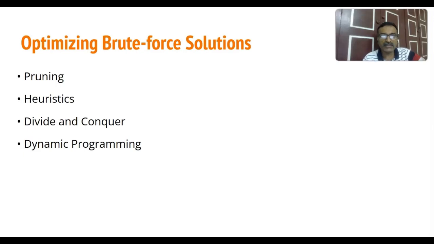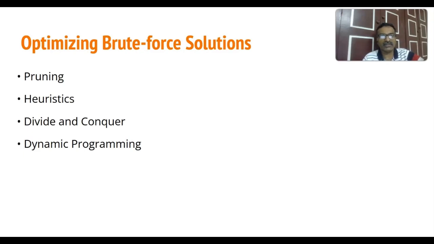How to optimize the brute force solutions? We have to use other techniques like pruning. So if you know that some combinations will not come, you can avoid that. You need not go and check the options that are coming under that category. That is what is called pruning. We can avoid some combinations. We can prune.